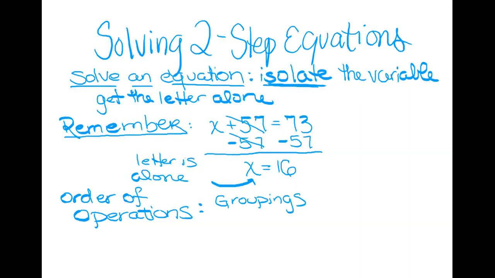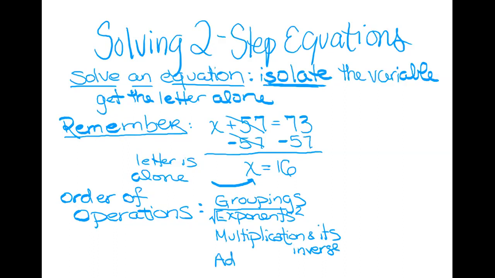The second step is exponents. And by exponents, I mean both the little floating powers and their inverses, the radicals or roots. And then the next step is all multiplication and its inverse. And you know what the inverse or opposite of multiplication is? Division. Exactly. And then the final step of the order of operations is addition and its inverse. So you usually end up working addition last.